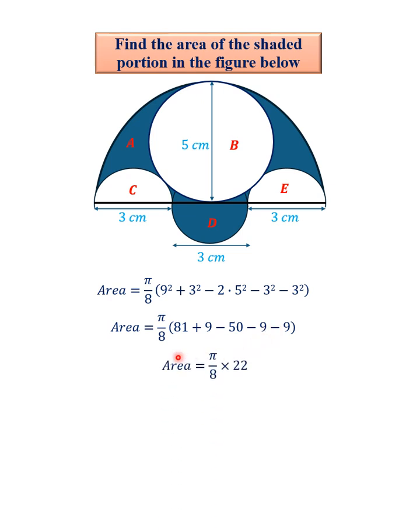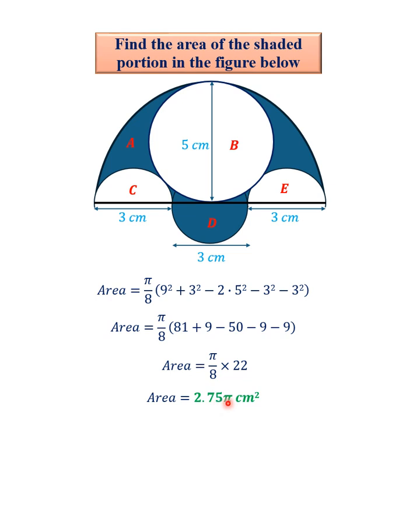So we have area equals pi over 8 times 22. 22 divided by 8 gives us 2.75. In terms of pi, the area of the shaded portion will be equal to 2.75 pi centimeter squared. So this is the area of the shape we are looking for. You can see that it's very simple. You can see that it's very interesting. We've got our answer in terms of pi.